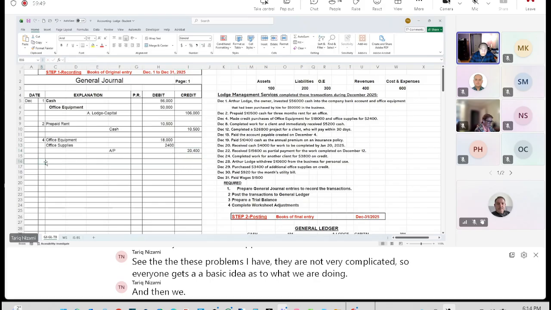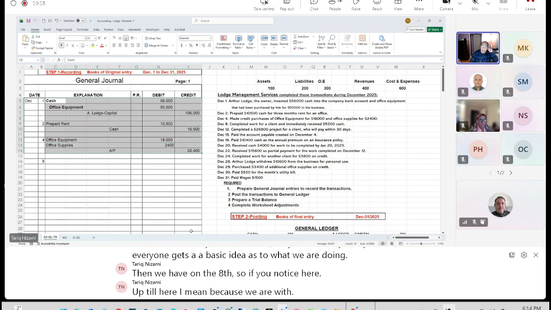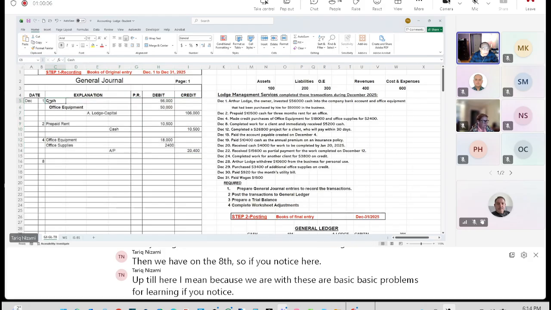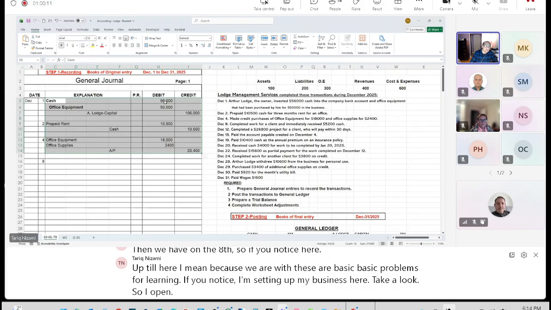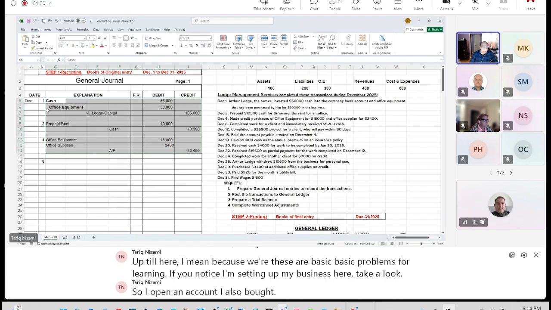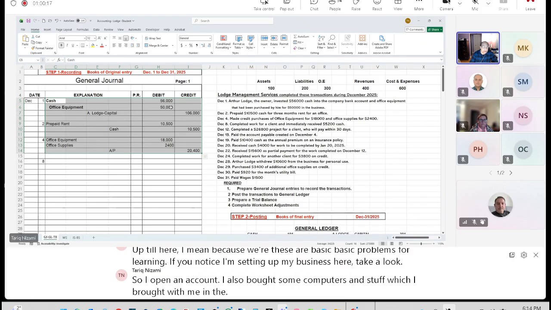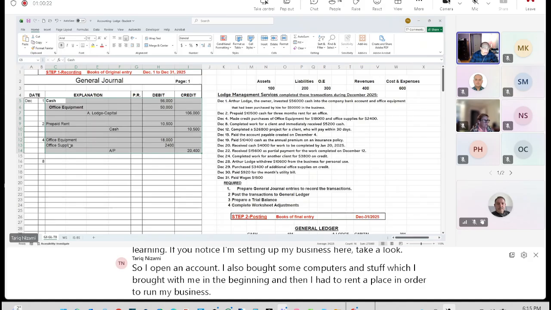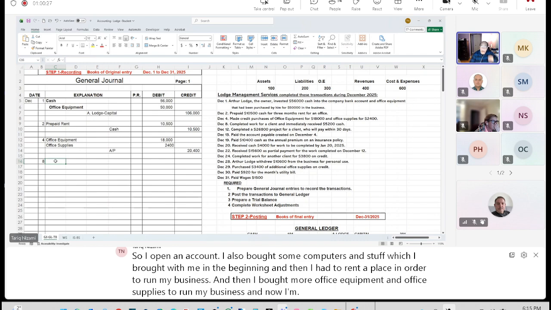And then we have the 8th. If you notice, up till here, these are basic problems for learning. I'm setting up my business here. Take a look. I open an account. I also bought some computers and stuff, which I brought with me in the beginning. Then I had to rent a place in order to run my business. Then I bought more office equipment and office supplies to run my business. And now I'm saying, okay, I'm ready.